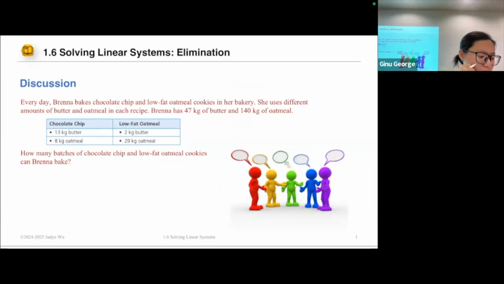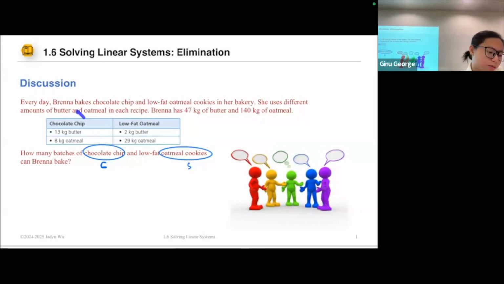There's a diagram which shows the relationships of the butter and oatmeal for the chocolate chip recipe and the low-fat oatmeal recipe. Maybe first think about whether there are any relationships for each one, and from the relationships we can derive some linear equations. And of course we want to set some variables, some unknowns.